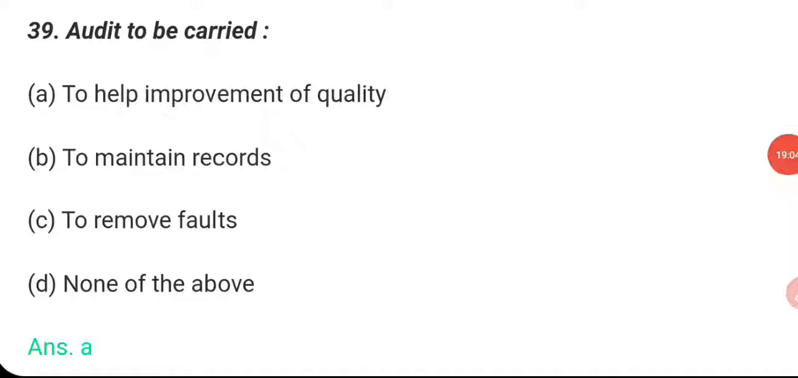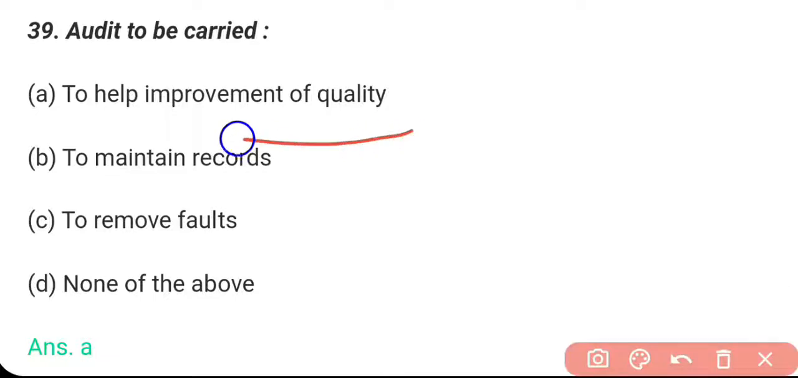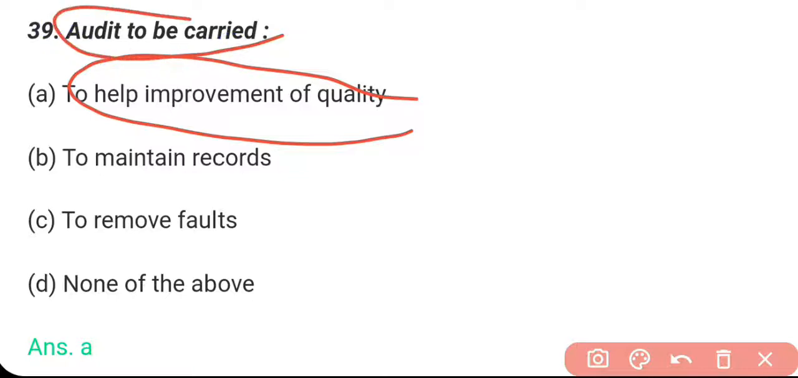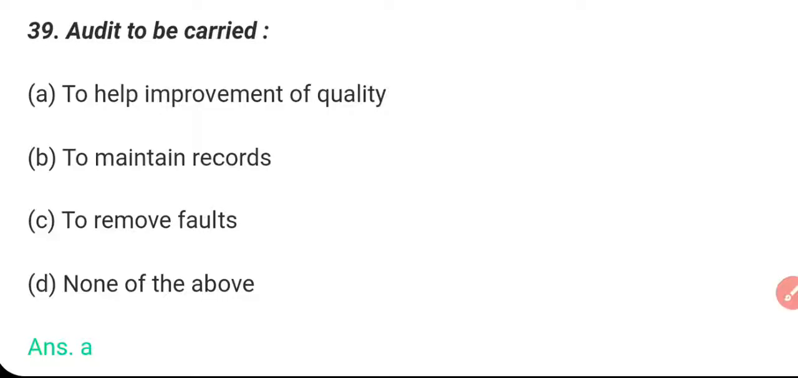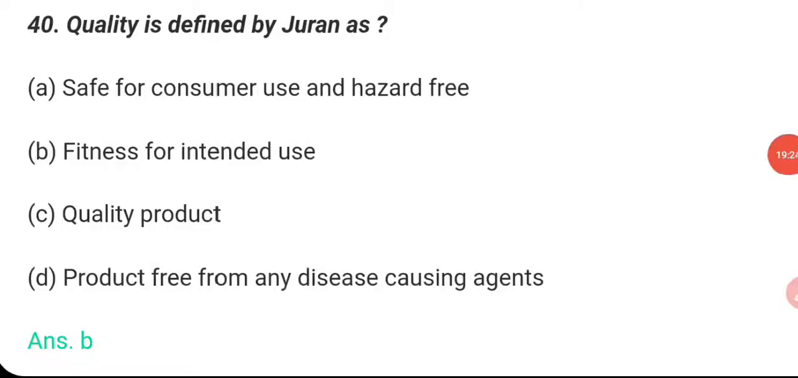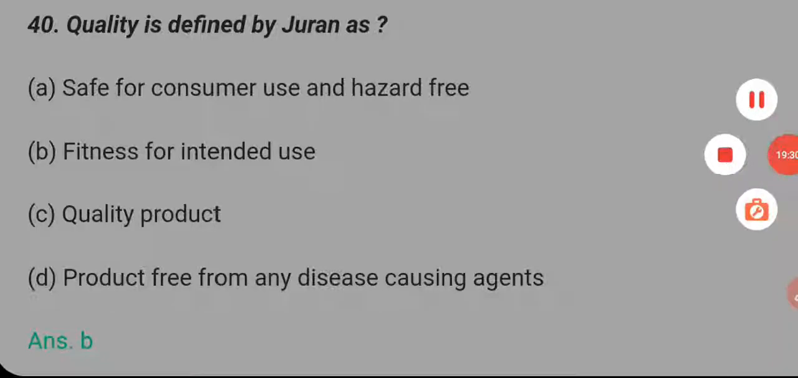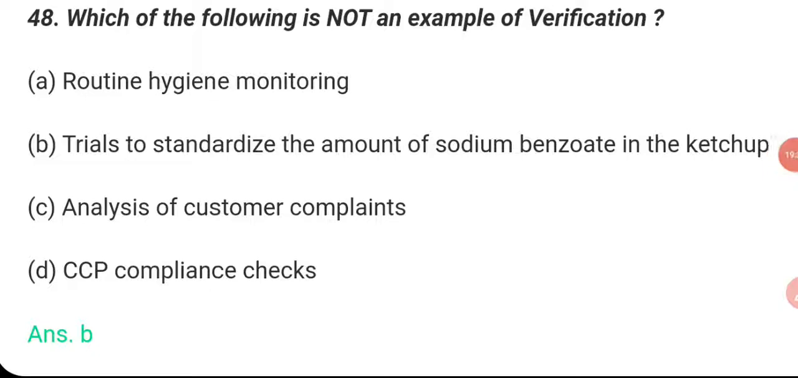Okay. Then audit is to be carried out for what? To help improvement of quality. See, in food safety management systems, you need to do audits also, so that you can improve the quality. That is also important. Okay. Then quality as defined by Juran is what? Fitness for intended use.